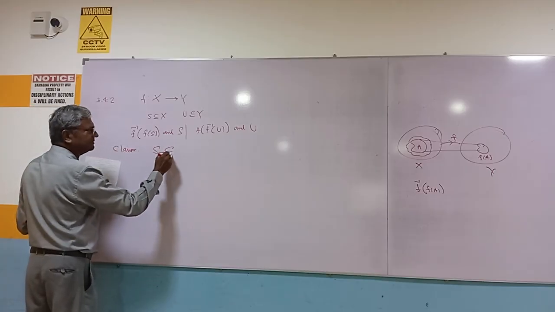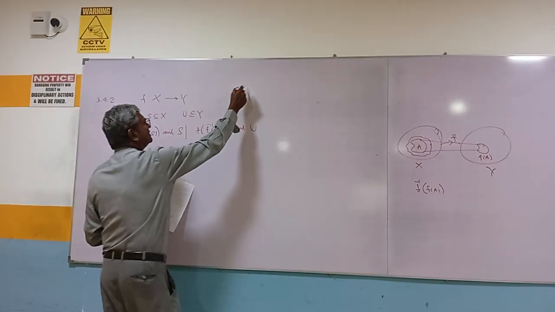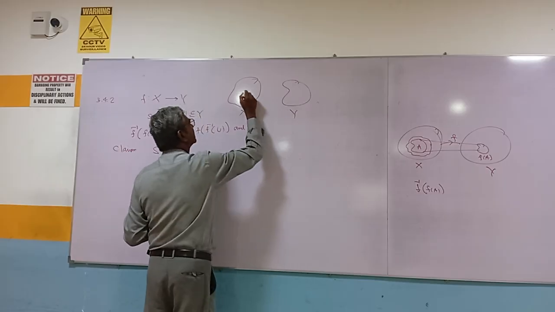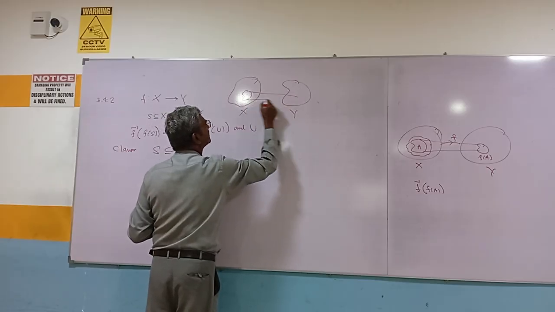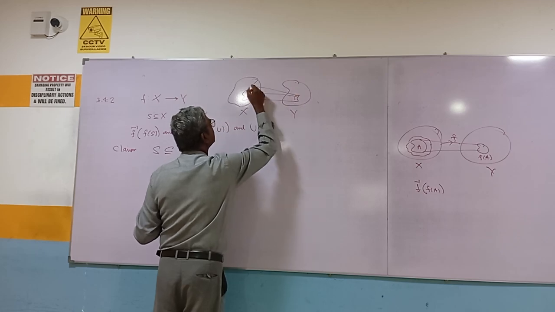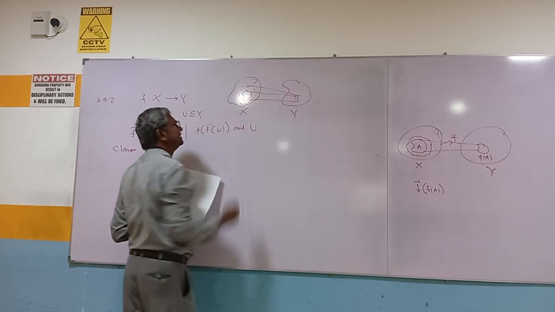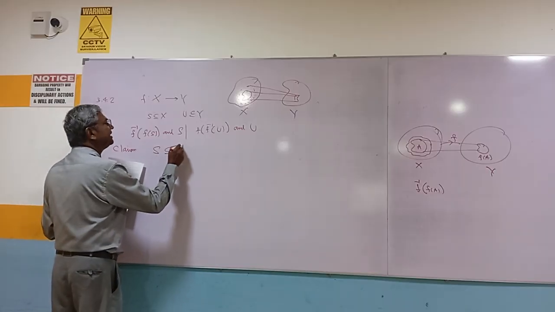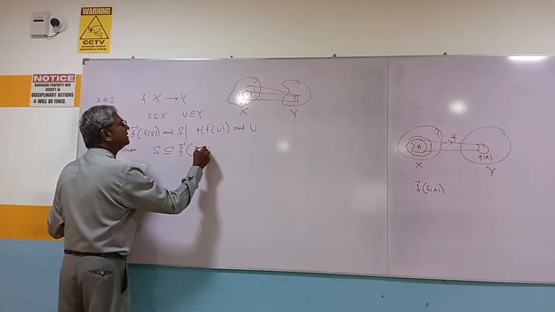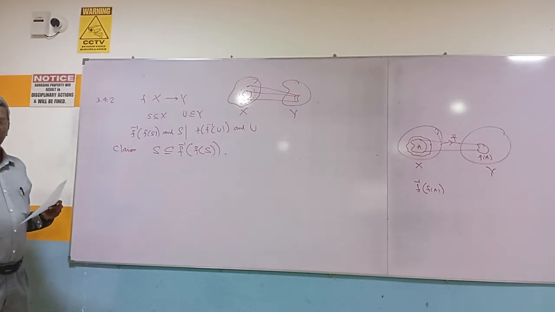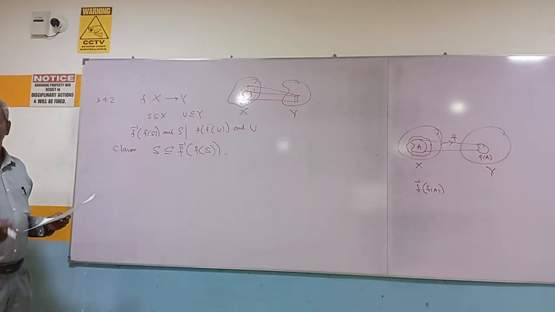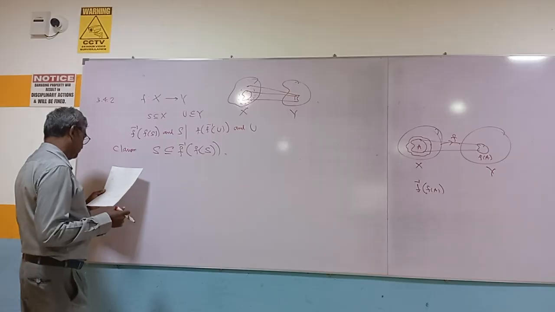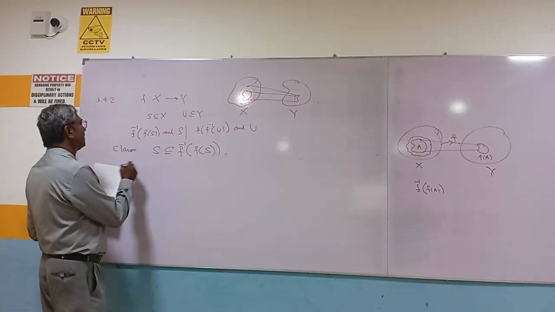S is a subset of X, the way I told you, no? Here is capital X, here is capital Y. You take S here, it goes to F of S. Then when you come back, it can get bigger. So I am saying S is a subset of F inverse of F of S. From the picture, you get that impression. So we are going to prove it. Proof.